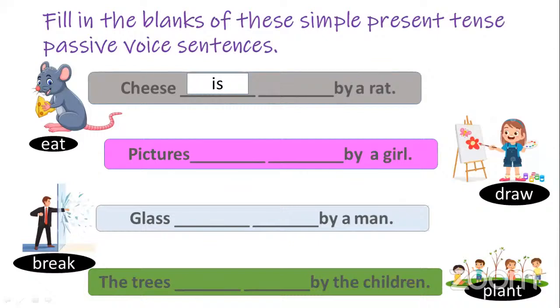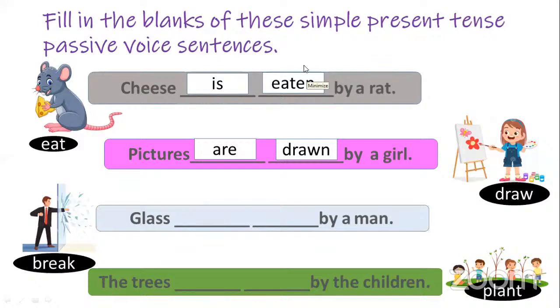Yes. What is the answer for the first one? Cheese is eaten by a rat. Next one, pictures blank by a girl. The verb is draw. Now you have to change this verb into participle form. Pictures are drawn by a girl.